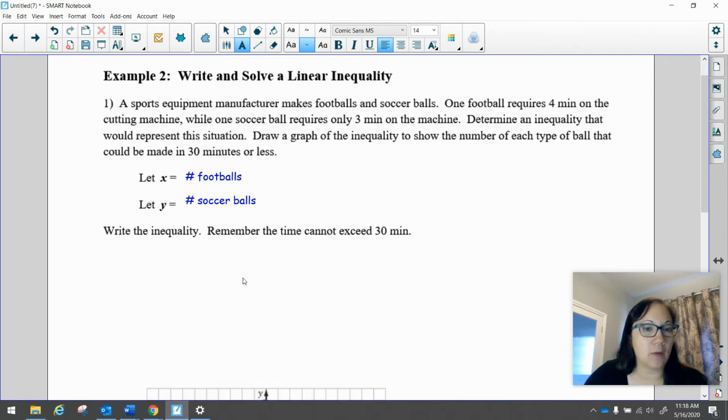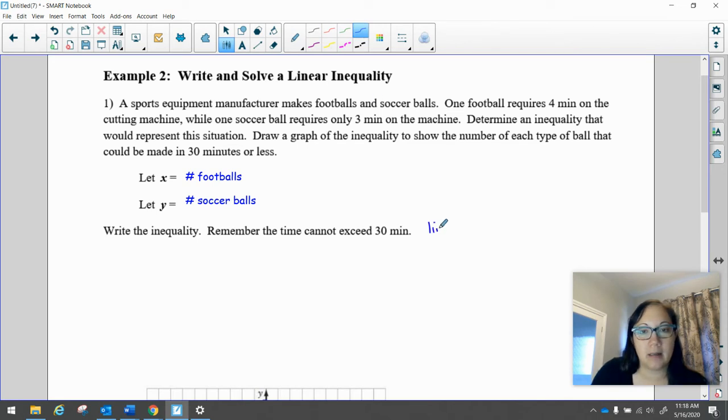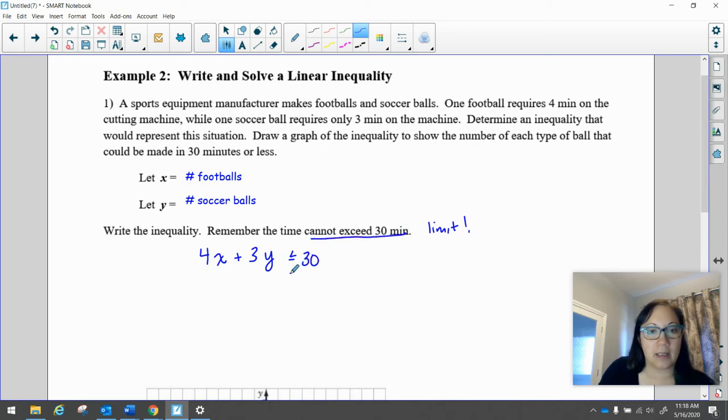Now we're going to write the inequality, and remember that the time cannot exceed 30 minutes. So that's really important. That is a limit. Okay, and when we have a limit, that's when we're using our inequalities. So it tells us that it's 4 minutes for a football. So it would be 4 minutes times the number of footballs plus 3 minutes times the number of soccer balls has to be less than or equal to 30 minutes because we cannot exceed 30 minutes. So that's where this part comes in.